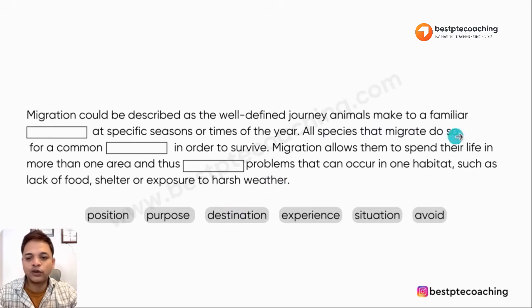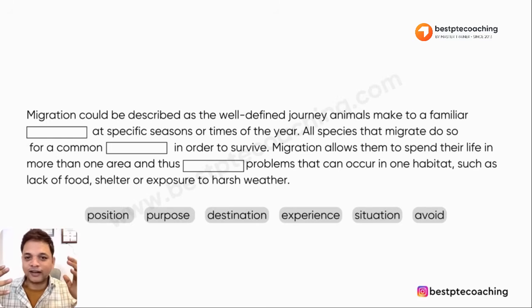All species that migrate do so for a common blank. Again, see, common is nothing but an adjective. Common man, you say, right? Man is what? Noun. Common is an adjective. Common place, you say. Let's say we have a common library. We have a common classroom for the 4 sections, something like that. So what is common in that? Adjective. So always after an adjective, a noun is going to come.